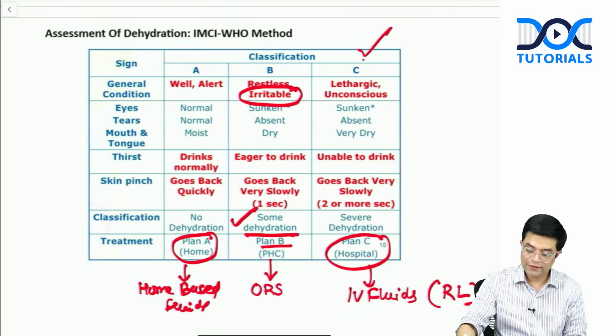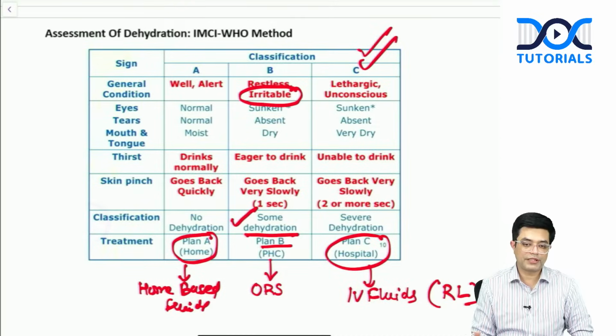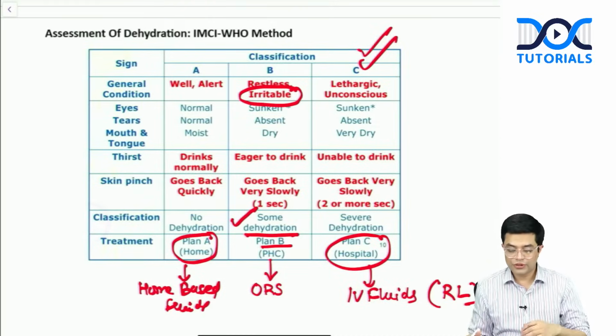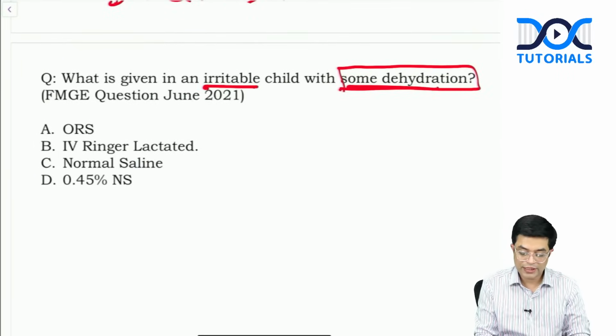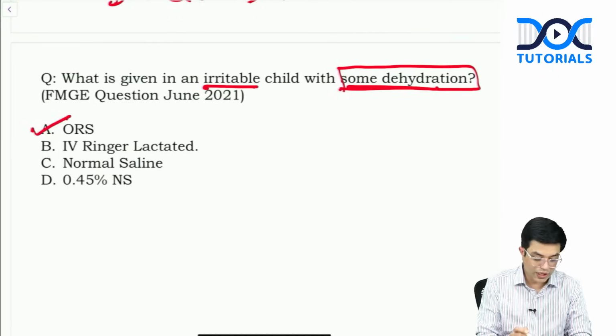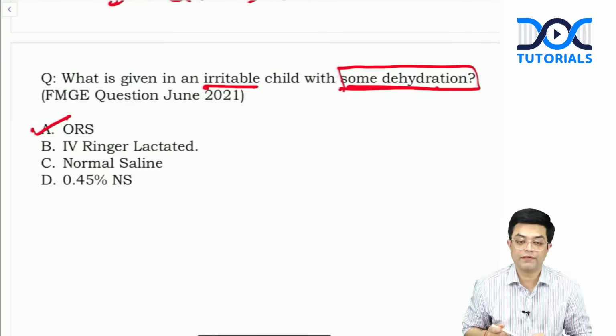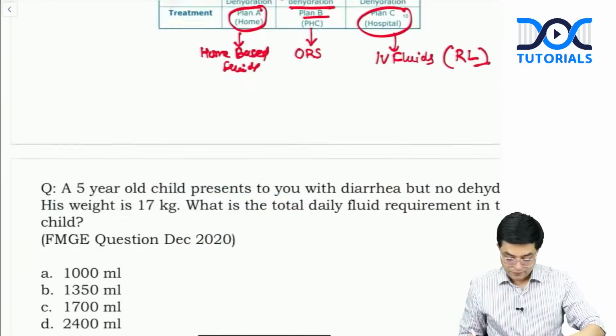ये पूरा table है that you are supposed to remember, very important from exam point of view. Please add it to your notes and look at the question now. Child is irritable with having some dehydration. What you will give? You will give ORS in the child. ORS will be given in the child, right?